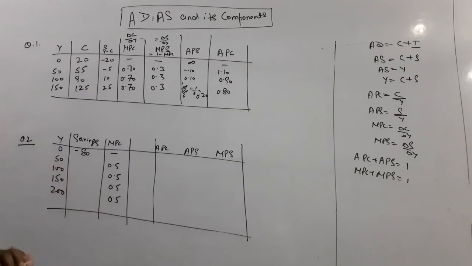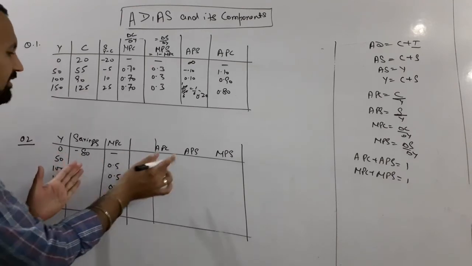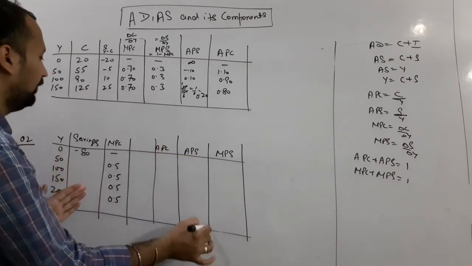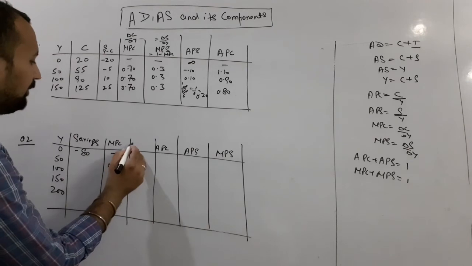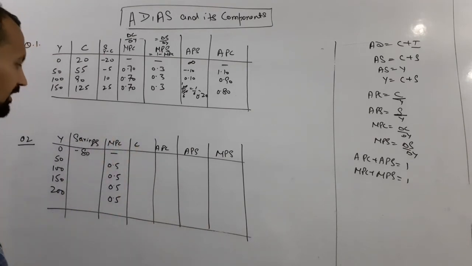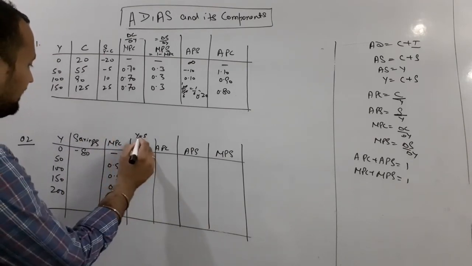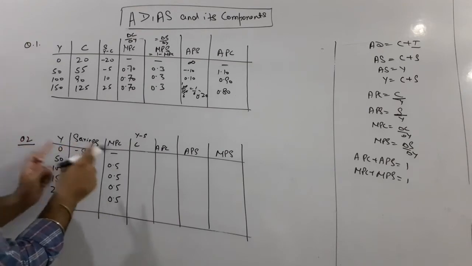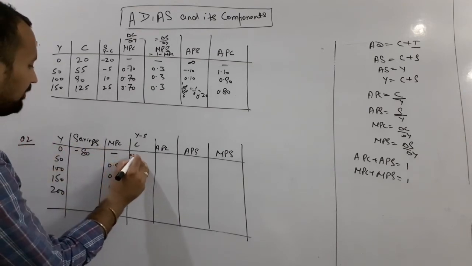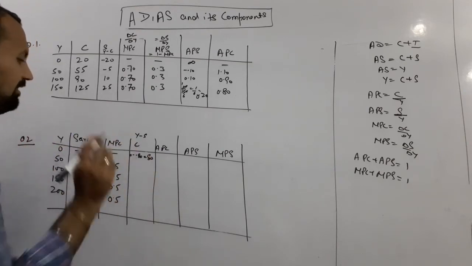In the second question, what I have written, income is given, savings is given, and MPC is given. What we need to do is find out APC, APS and MPS. What I am doing right now is, first of all, writing down C here. C means Y minus S, that is 0 minus minus 80. It can be termed as plus 80.